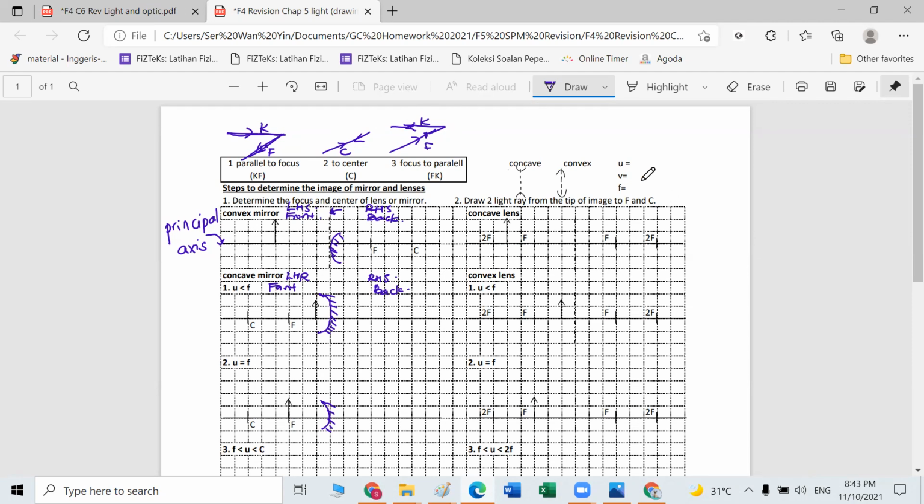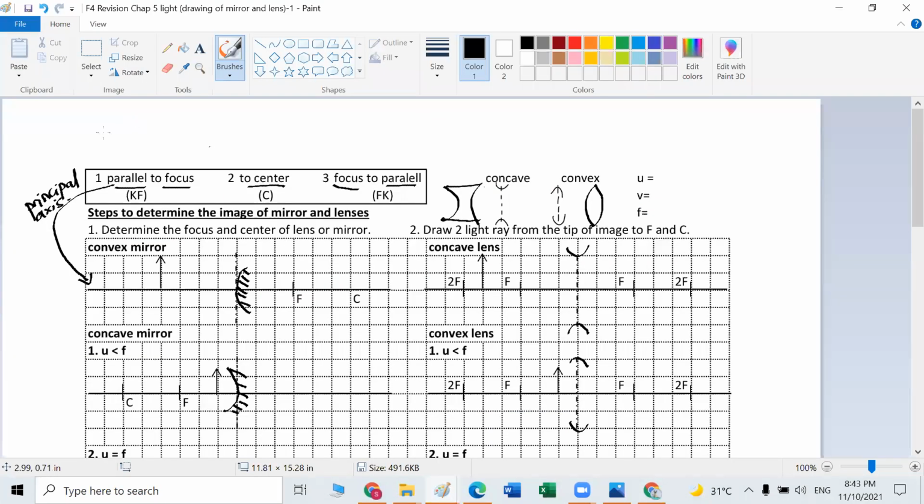Right. Then next here, UVF. I should use this blue case. KF, KF, then C, then F. So K. Okay, then UVF.